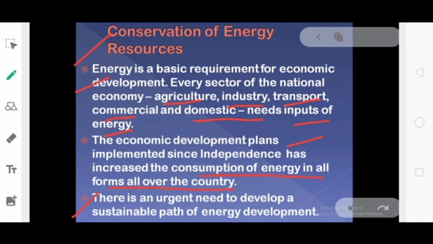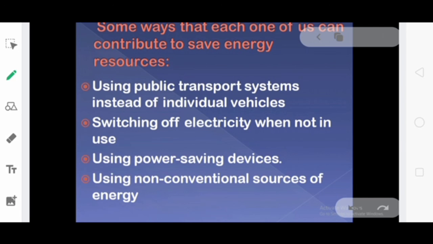So there is an urgent need to develop a sustainable path of energy development. Since energy is limited, we have to save it for the future. Some ways that each one of us can contribute to save energy resources are these suggestions. You can also add some using your own ideas. Using public transport system instead of individual vehicles. Switching off electricity when not in use. Using power saving devices. Using non-conventional sources of energy. After all, energy saved is energy produced.